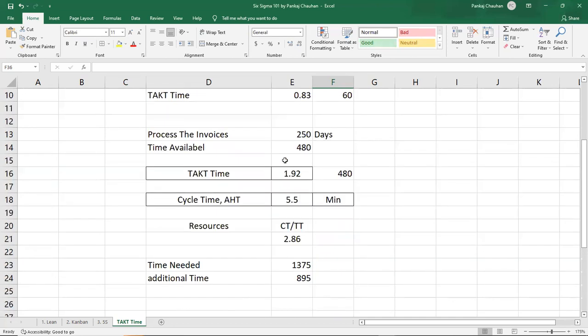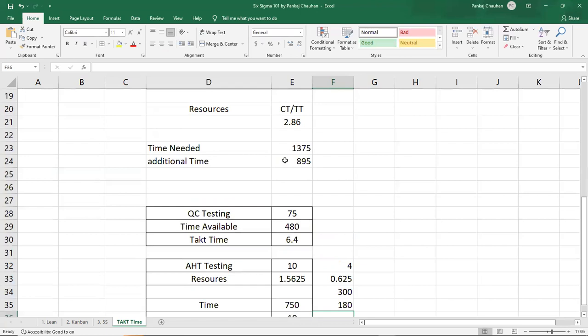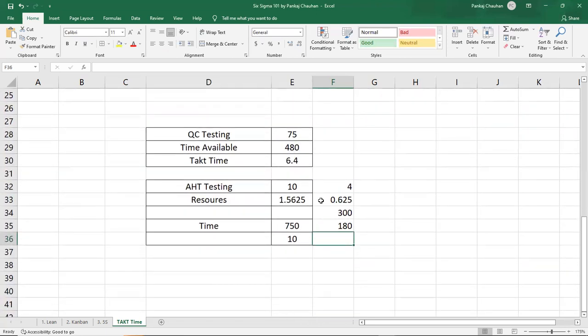So this is about the TAKT time, people, and how we calculate the TAKT time on the basis of the demand and the time available. Then how we calculate the resources, and on the basis of resources, how we plan our day.